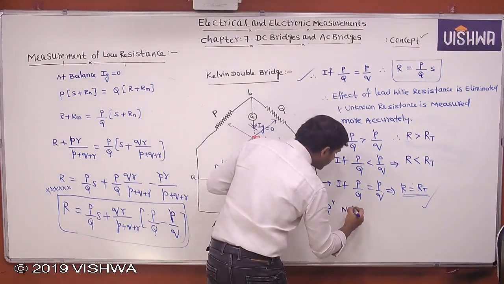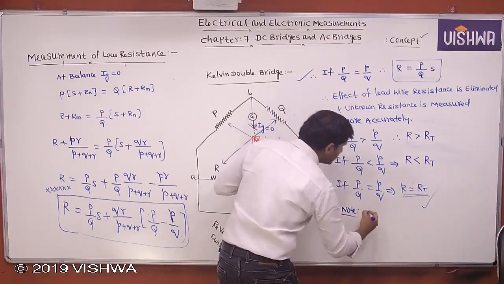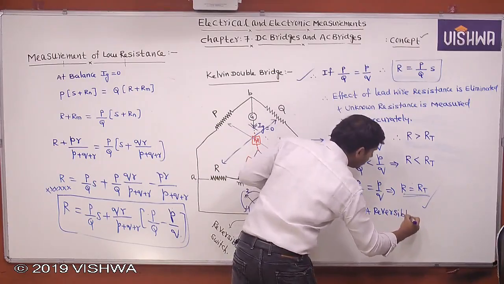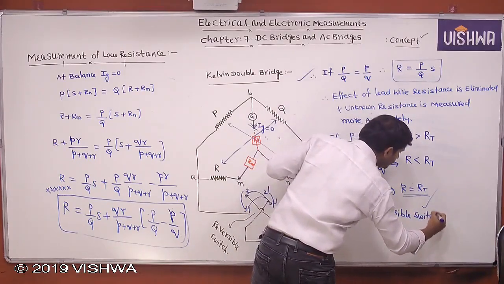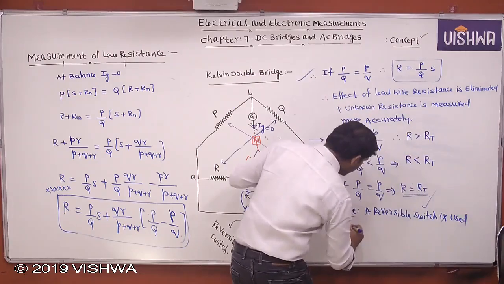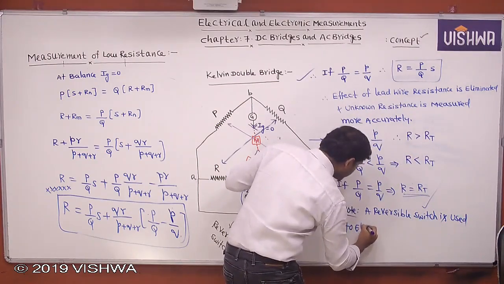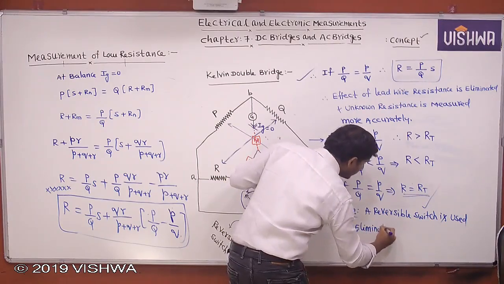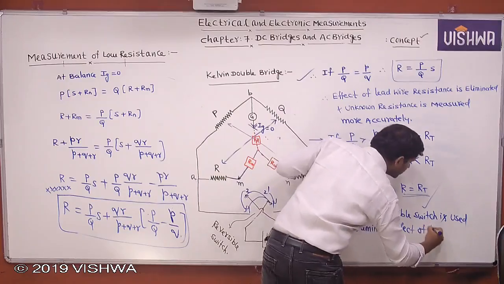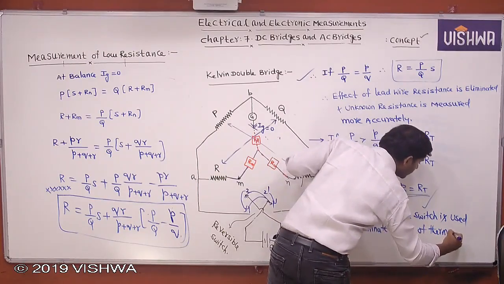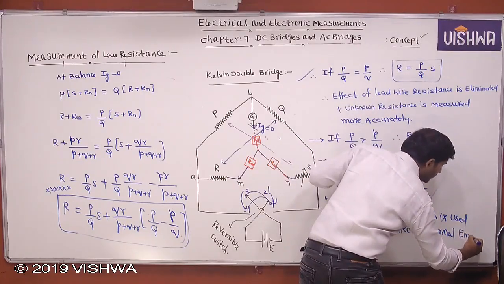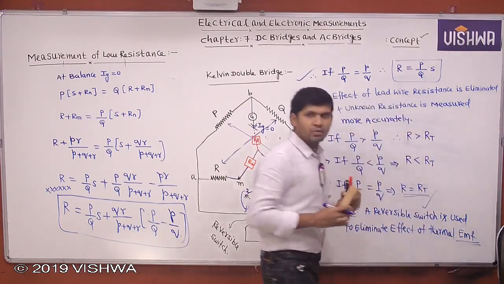Note, in the Kelvin double bridge, a reversible switch is used to eliminate the effect of thermal EMF, thermoelectric EMF. That is the purpose of using the reversible switch.